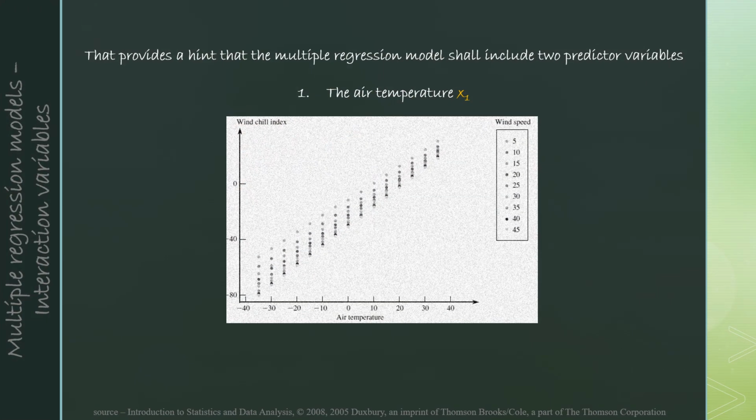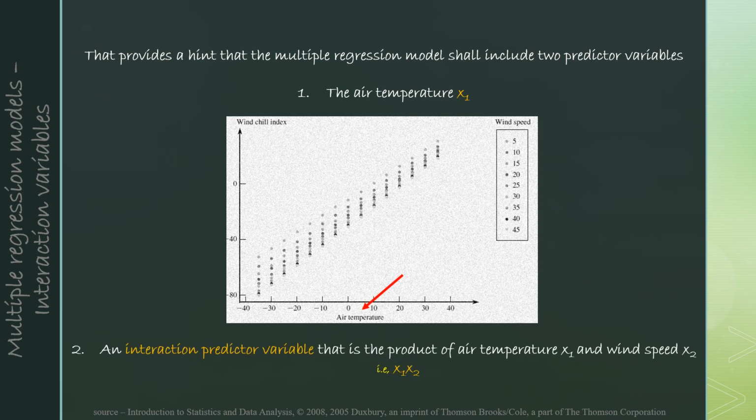That provides a hint that the multiple regression model shall include two predictor variables. One, the air temperature x1, and an interaction predictor variable, that is the product of air temperature x1 and wind speed x2, that is x1 multiplied by x2. Now let's proceed to check the second scatter plot between the wind chill index and the other independent variable wind speed before concluding on the final model.